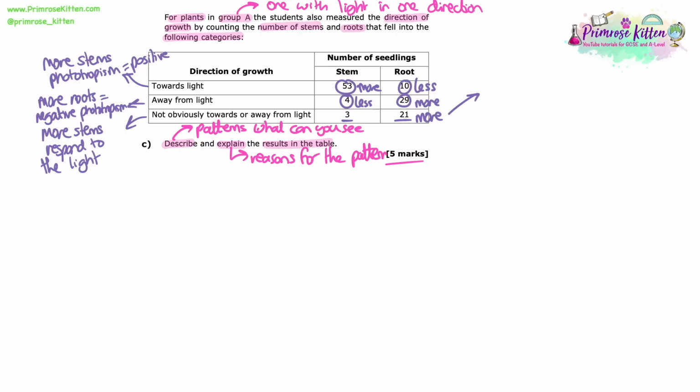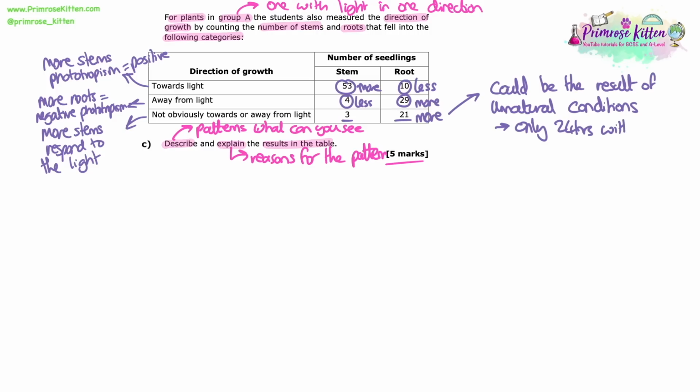It appears that in terms of the number of stems that responded to the light overall, more stems did than roots did. But the fact that there is a high proportion of roots that didn't seem to respond to the light at all could be the result of the fact that we're doing it in unnatural conditions. There could have been some variation in some other factor that affected the growth of the roots. It could also be that they were only exposed to the light for 24 hours in order to measure the growth, and that time may not have been enough for the roots to have a phototropic response compared to the shoots.